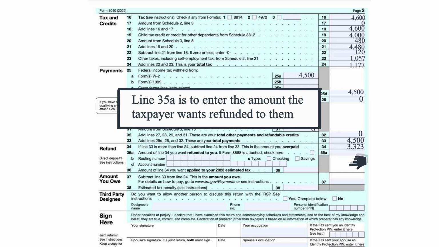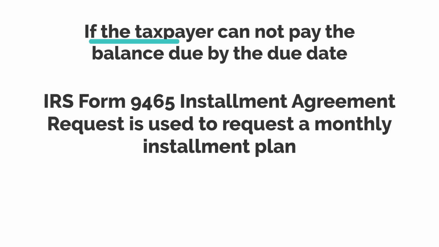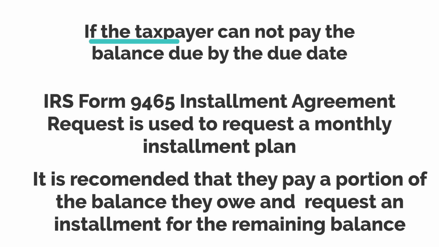If there is a balance due on the tax return, the balance due must generally be paid by the original due date of the return to avoid any accrual of penalties or interest. If a taxpayer cannot pay a tax balance due in full by the due date, then IRS Form 9465 Installment Agreement Request is used to request a monthly installment plan. It is highly recommended that they pay a portion of the amount they owe and request an installment for the remaining balance.